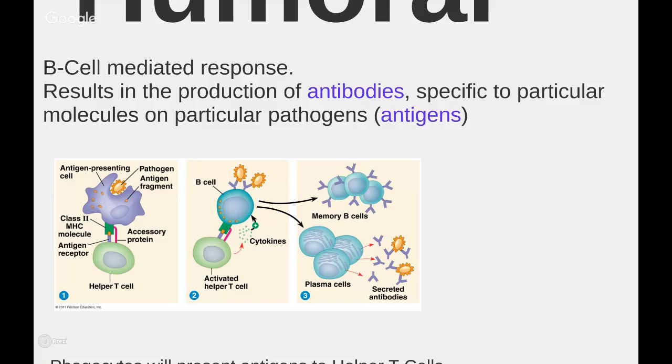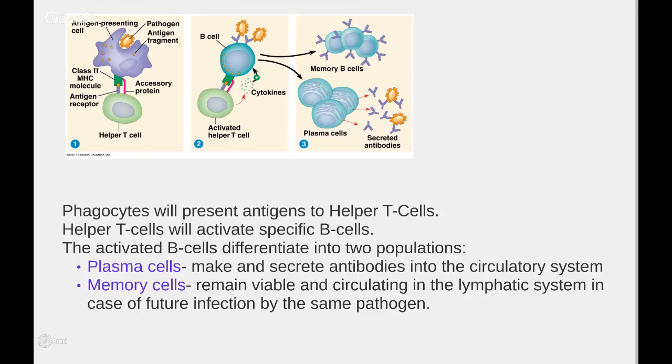So basically, phagocytes will present the antigens to a helper T cell. The helper T cell kind of learns what it looks like, activates, talks to the B cells, and the B cells start to differentiate into two different populations. You have the plasma cells that will make and secrete antibodies that will flood the circulatory system, and then you make those memory cells. We'll talk about their importance a little bit later, but they remain in the circulatory system. They remain viable, which means they remain available just in case a future infection of that same pathogen presents itself. So you get both kinds of cells made, but that only comes with the communication from the helper T cells.